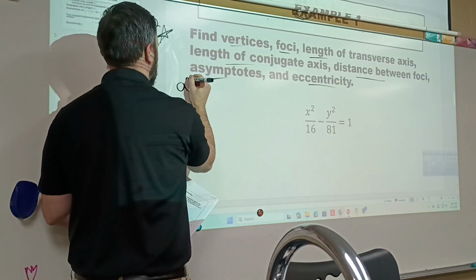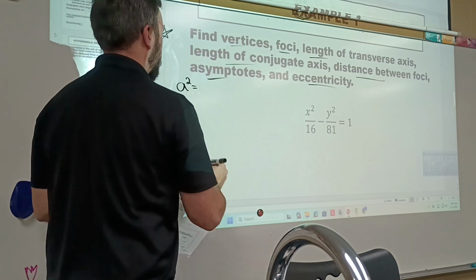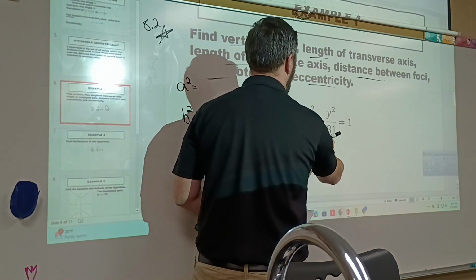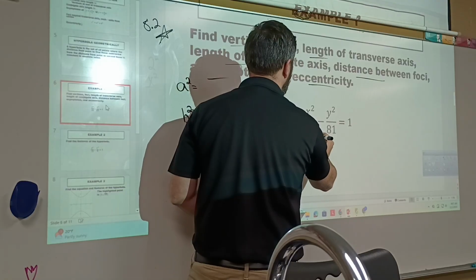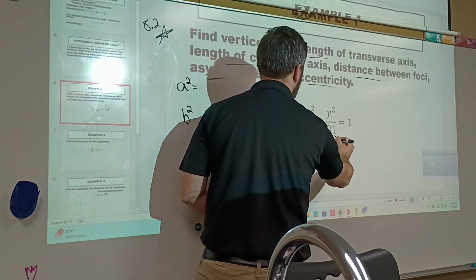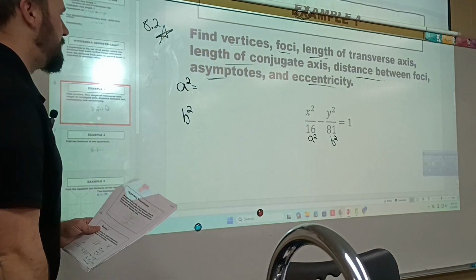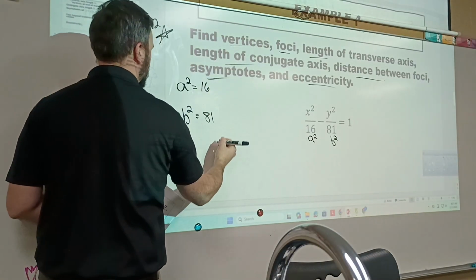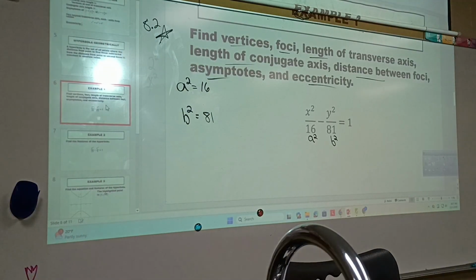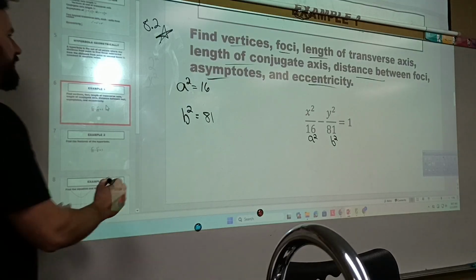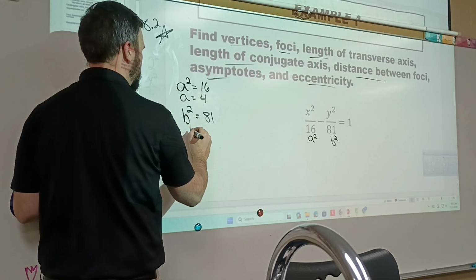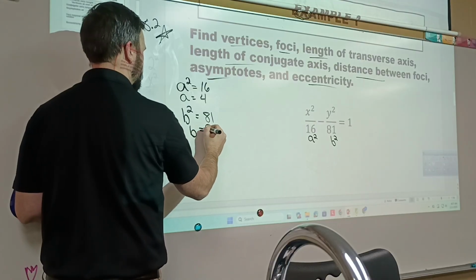So we're going to start with our a squared and our b squared. Well, our a squared is under our x squared because that's the term that's coming first for this hyperbola. And our b squared is under our y squared because that's the term that came in second. So our a squared is 16 and our b squared is 81. Now from there, we can find a by square rooting it, getting 4. We can find b by square rooting it and getting our 9.